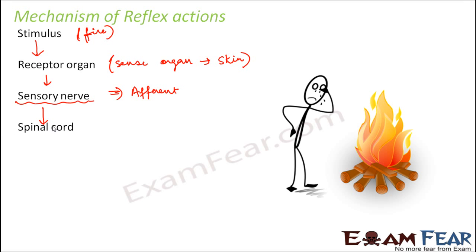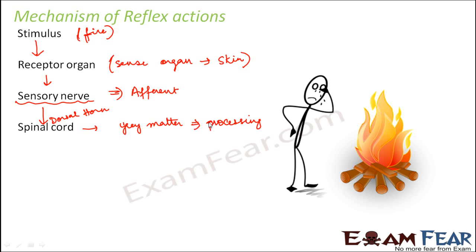So it reaches the spinal cord. Now how does it enter the spinal cord? It enters the spinal cord through the dorsal horn, because the dorsal horn is connected to the sensory nerve. So through the dorsal horn, it enters the spinal cord. Now inside the spinal cord, it reaches the gray matter, and in the gray matter, what happens? The processing of the sensory information takes place. In the gray matter, processing takes place because a lot of interneurons are present.